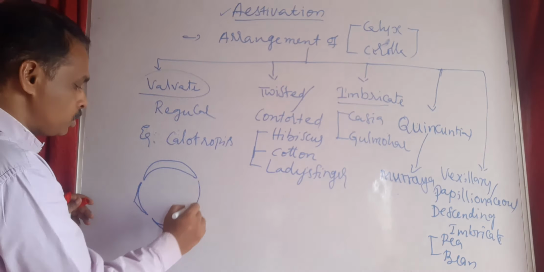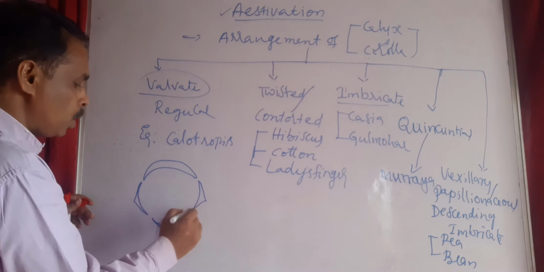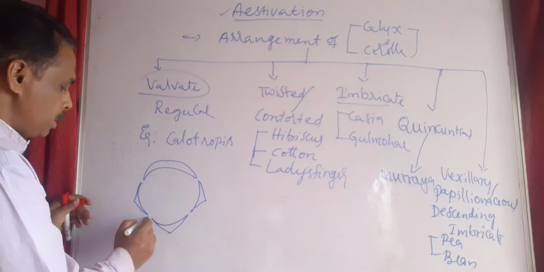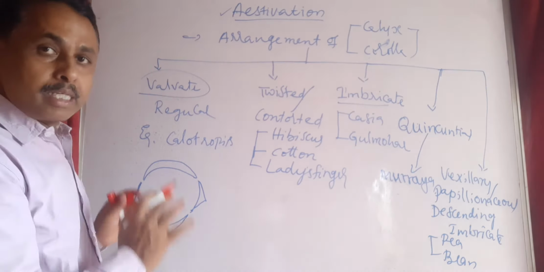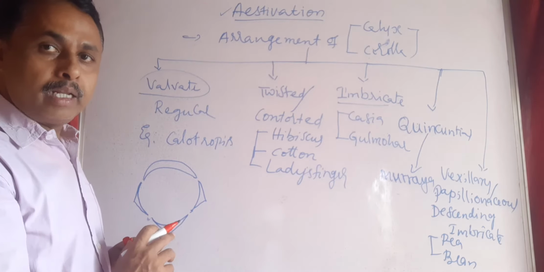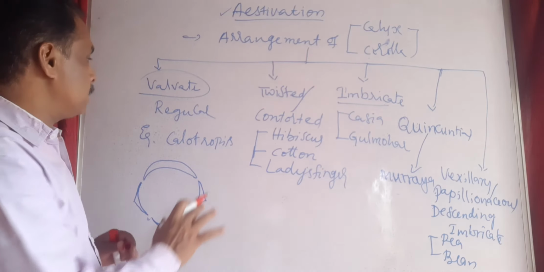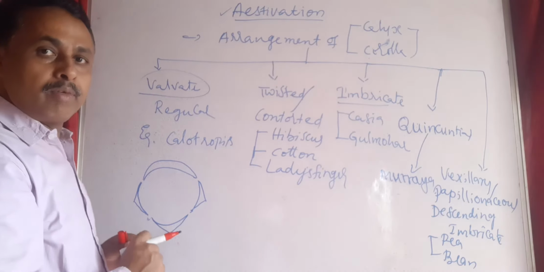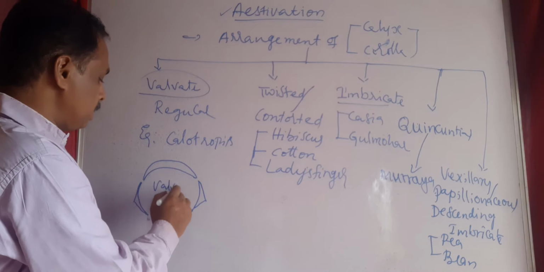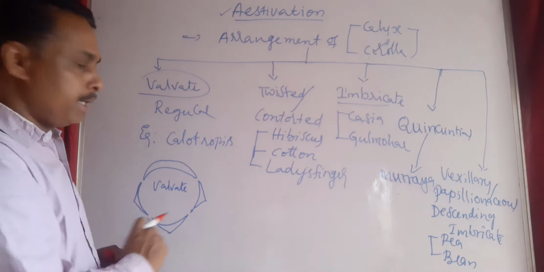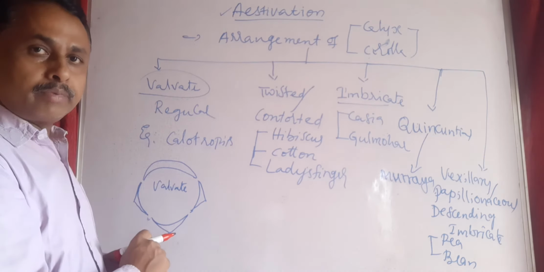The lobes are close to each other, but they are not overlapped. Such an arrangement of calyx and corolla is called valvate aestivation. This is valvate aestivation. Example, Calotropis, we have seen it.